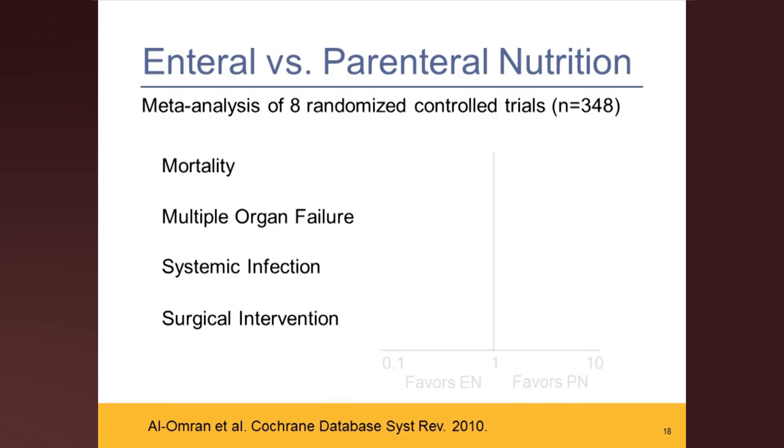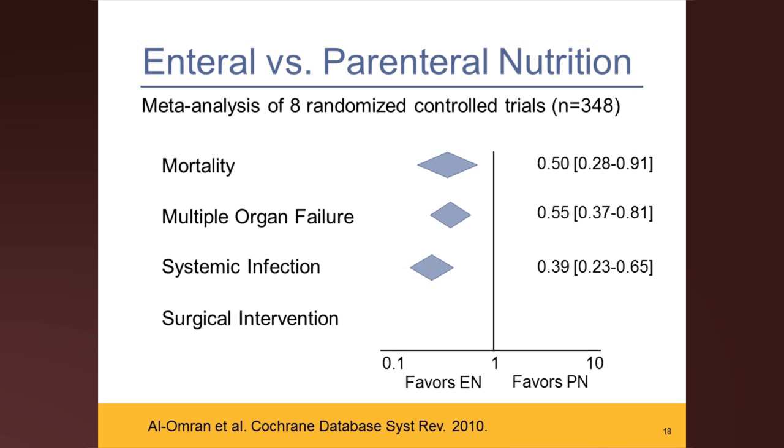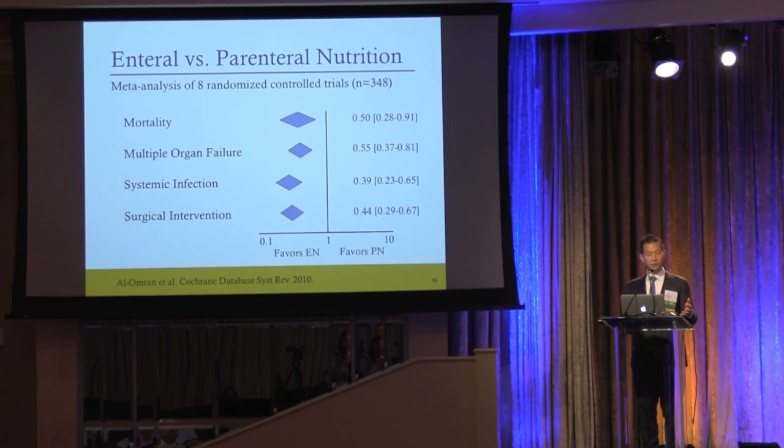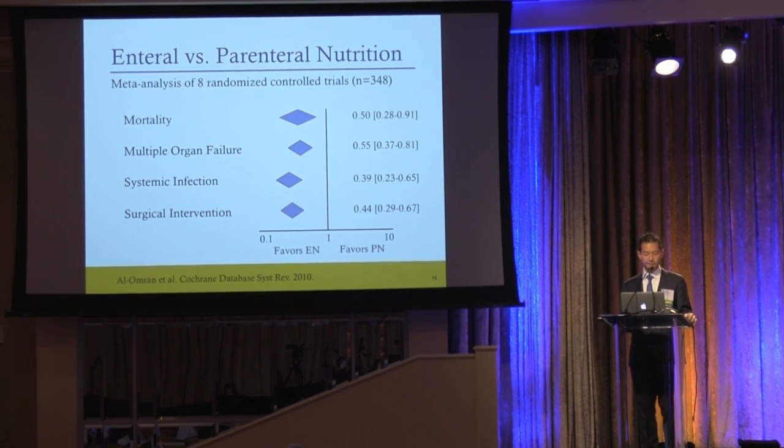When you look at enteral feeding versus parenteral feeding, this comes up a lot in patients with more severe acute pancreatitis. This is a Cochrane database systematic review and meta-analysis, looking at 8 randomized control trials, looking at these outcomes: mortality, multiple organ failure, systemic infection, and surgical intervention. And this is a forest plot, and if you follow, the left side favors enteral nutrition, the right side favors parenteral nutrition. You find that basically every outcome, enteral nutrition was favored over parenteral nutrition. Right? The idea being that enteral nutrition should be considered the standard of care in patients with severe acute pancreatitis.